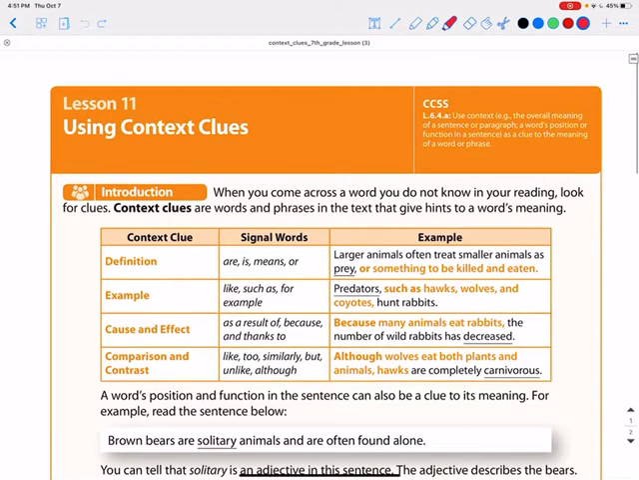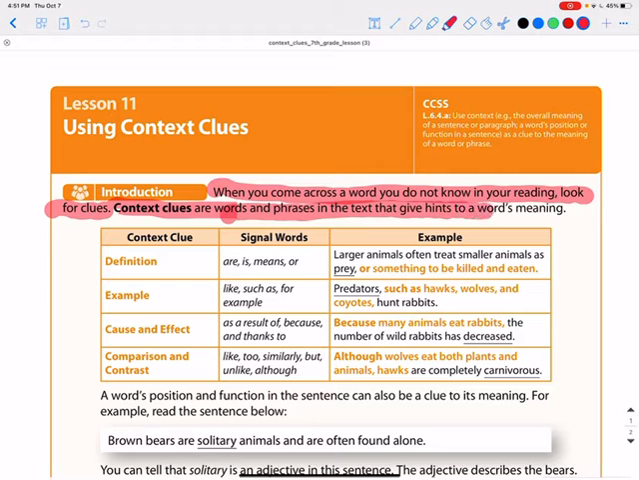When you come across a word you do not know in your reading, look for clues. Context clues are words and phrases in the text that give hints to a word's meaning. So, you should already have this chart on your paper, and we are going to refer to it throughout this whole lesson. Now, the definition of context clues, sometimes they give context clues by definition.